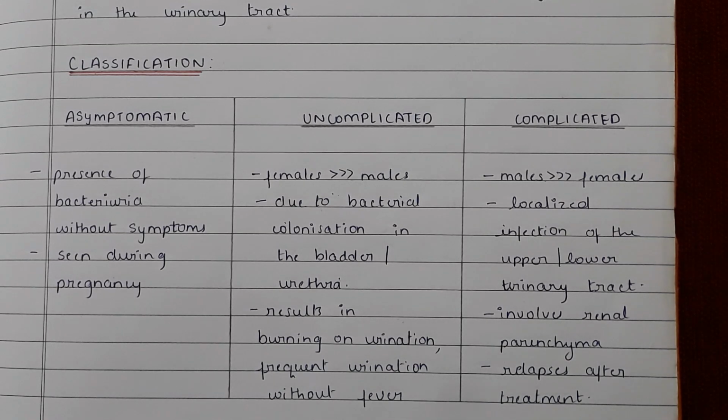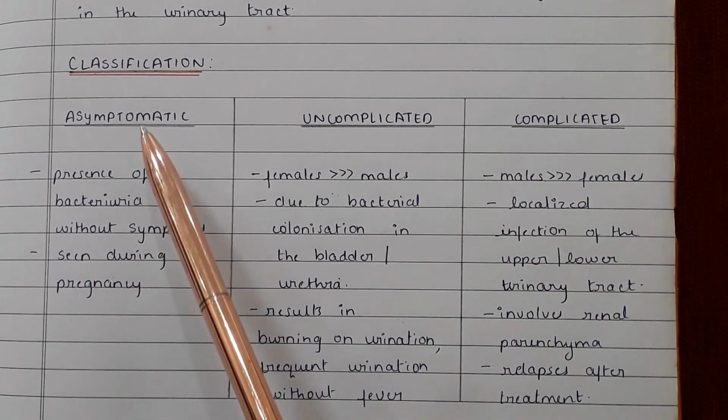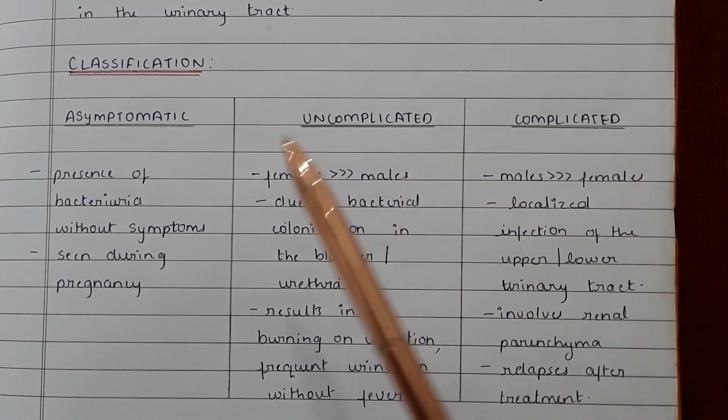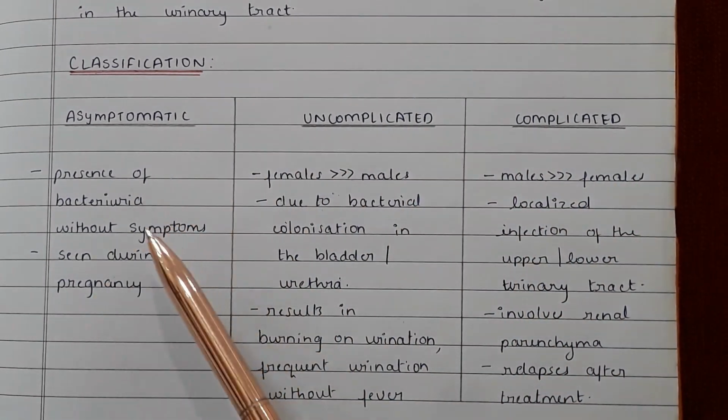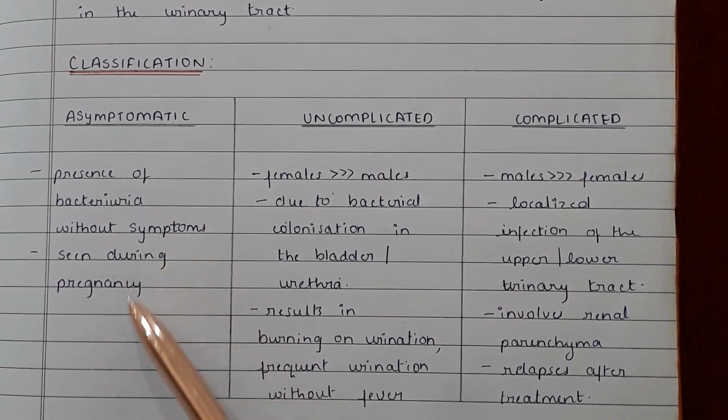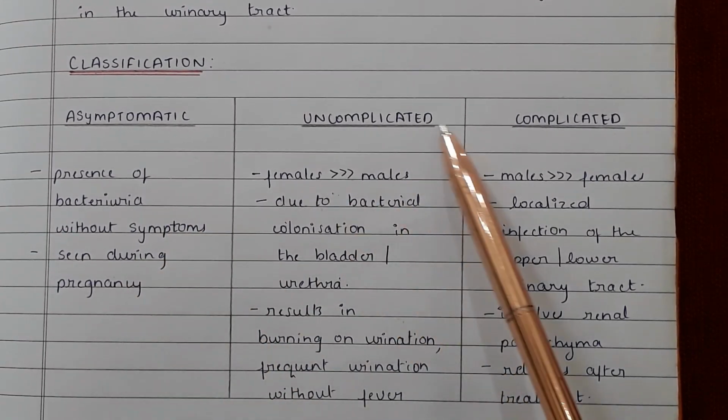Classification of urinary tract infections. It is classified into three types: asymptomatic, uncomplicated and complicated. Asymptomatic: there is presence of bacteriuria without symptoms. It is seen during pregnancy.